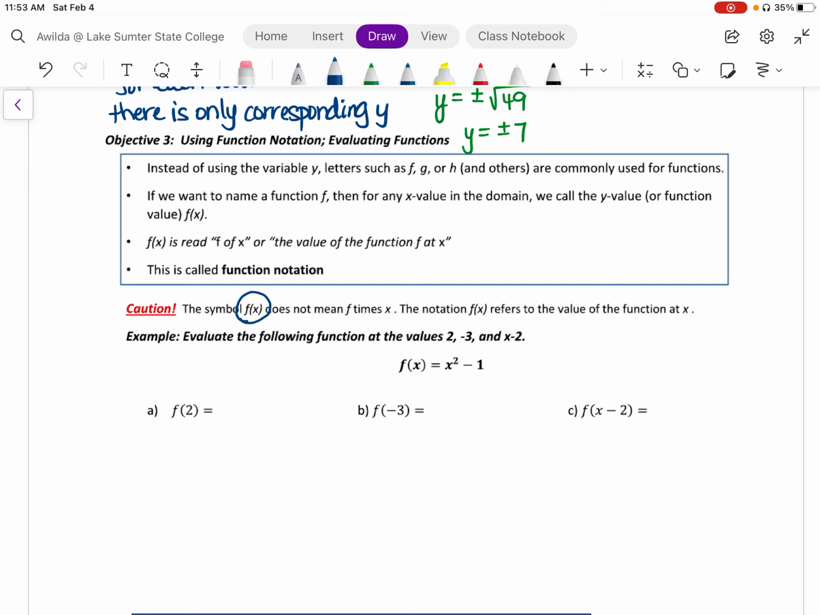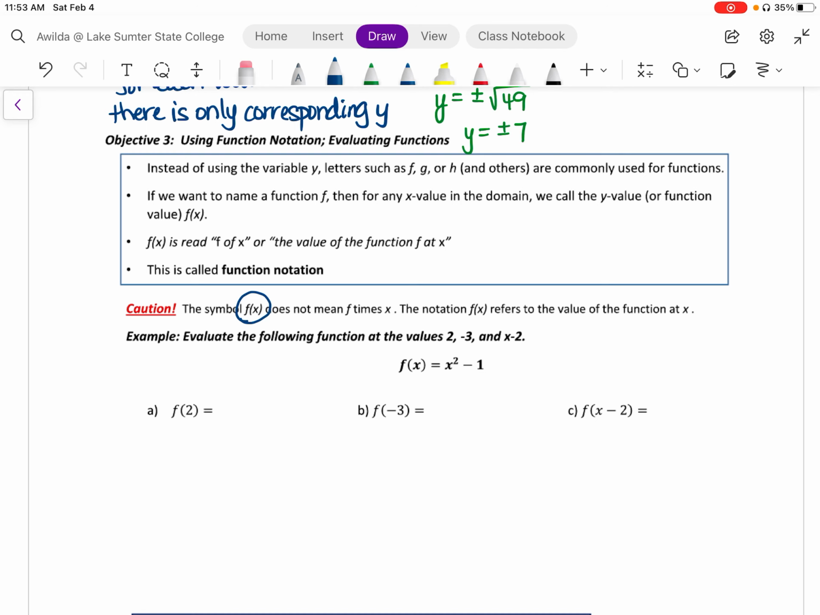Let's look at the following function. F of x is equal to x squared minus 1. And we are asked to evaluate the function f when x is 2, then evaluate the function f when x is negative 3, and then evaluate the function when the input is x minus 2. So not a constant, but an expression. To do this, we're simply going to substitute what is inside the parentheses for x in the original function notation.